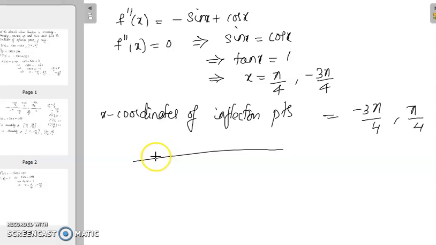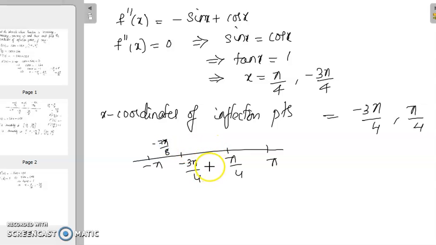Again, take our interval. So you have minus pi, then minus 3 pi by 4, and similarly pi by 4 will come, then pi. You need to check the sign for the function minus sin x plus cos x. So take minus 7 pi by 8, the same case we took first.